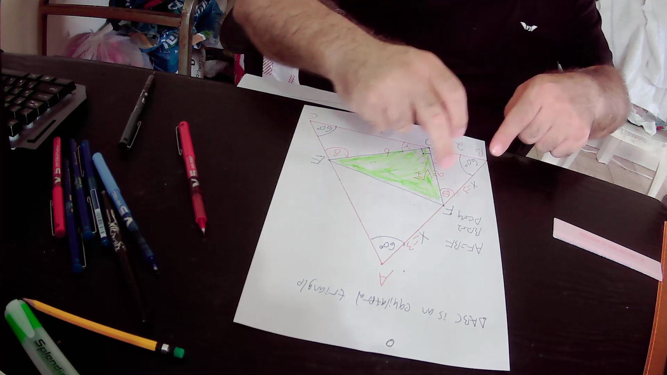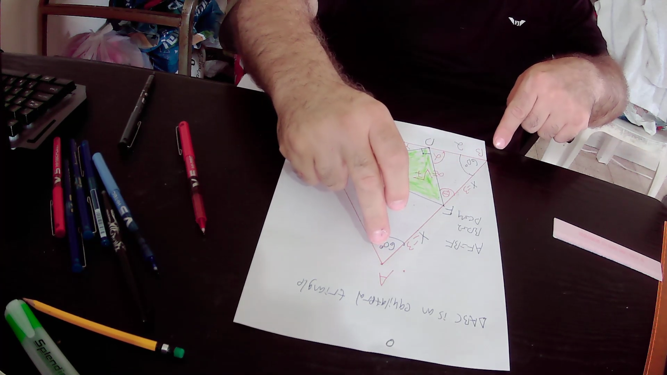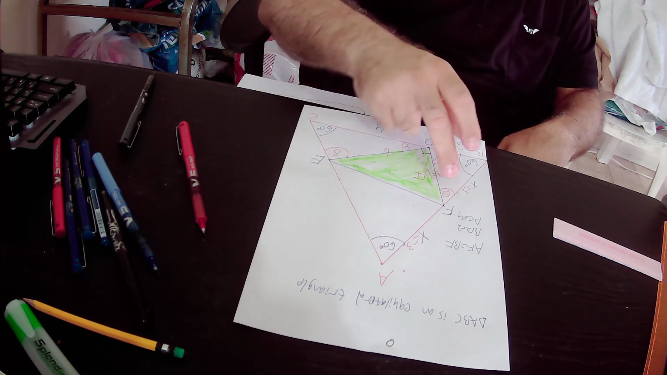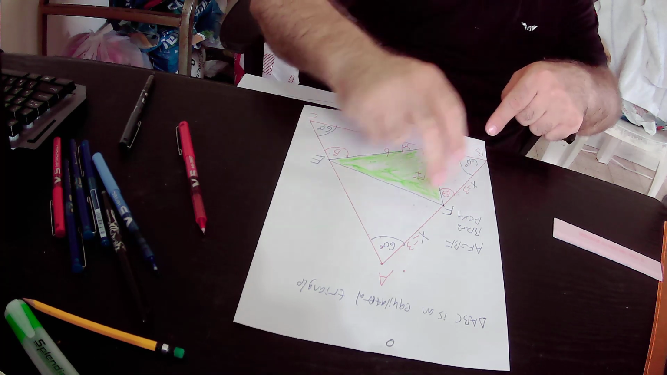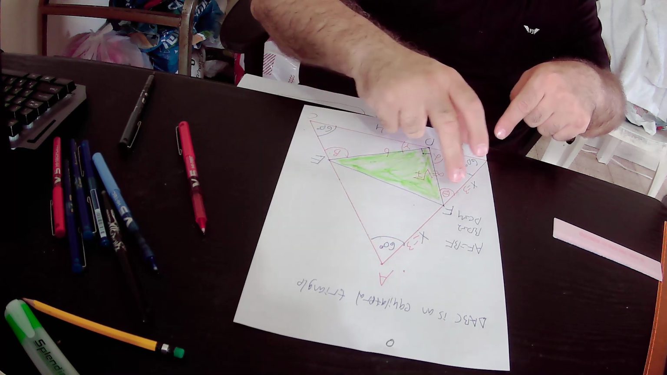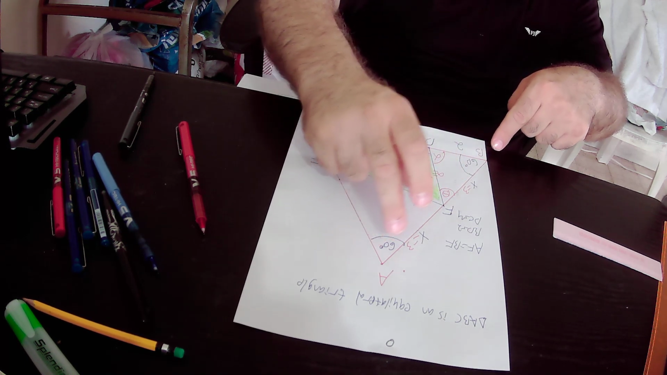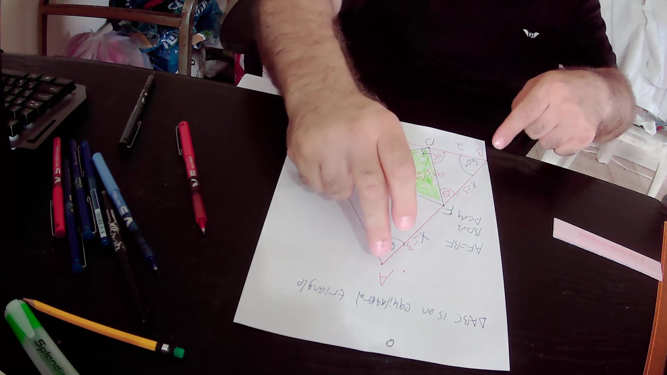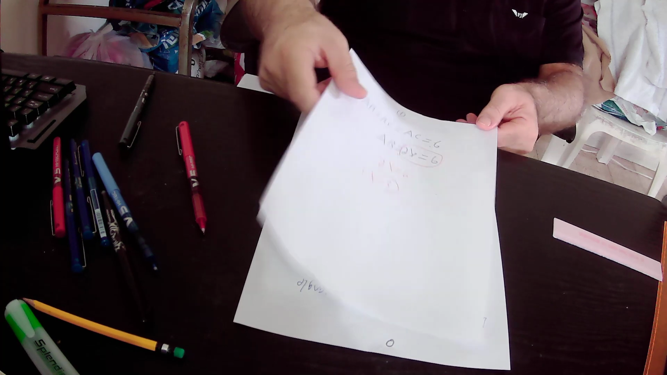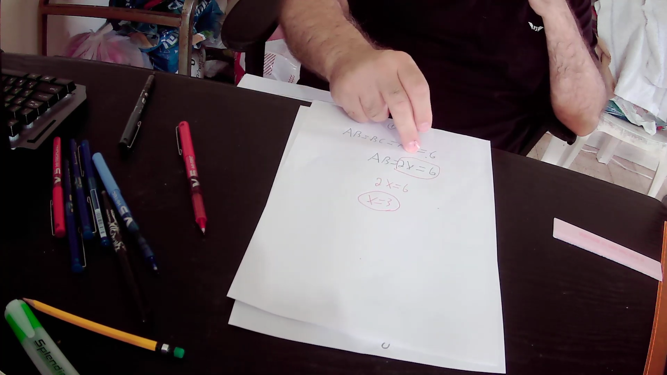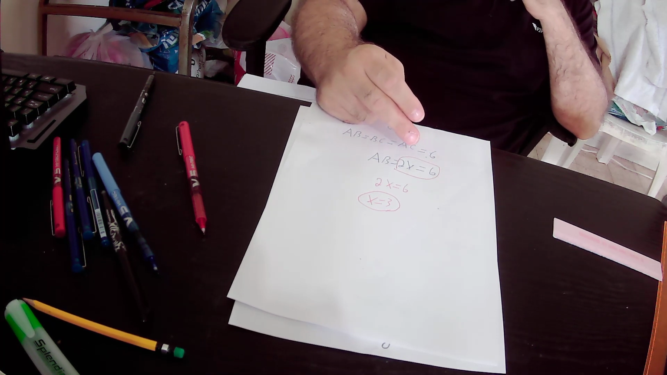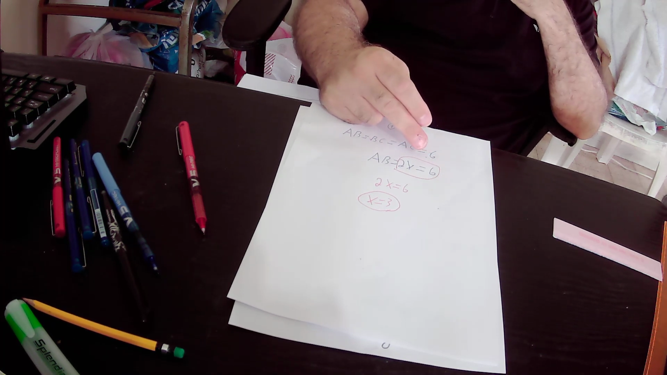So side AB of triangle ABC equals AF plus BF, but AF equals x and BF also equals x. That is to say, side AB equals x plus x, or side AB equals 2x. Okay, so from one side AB equals 2x, and from the other side AB equals 6 units.